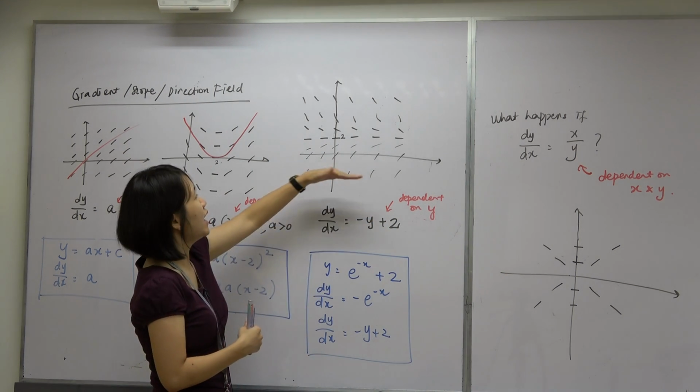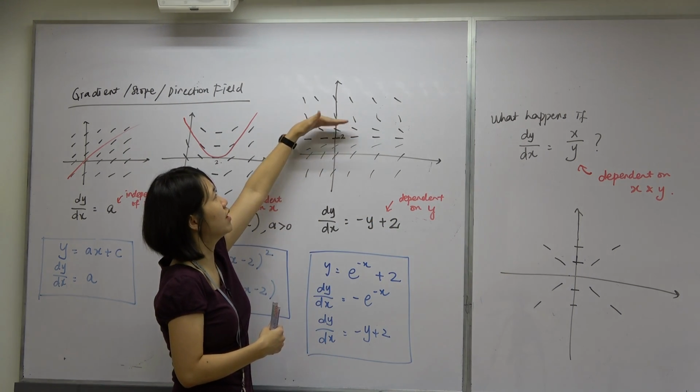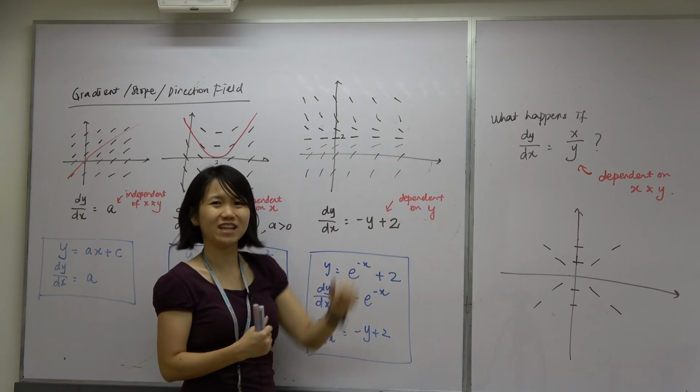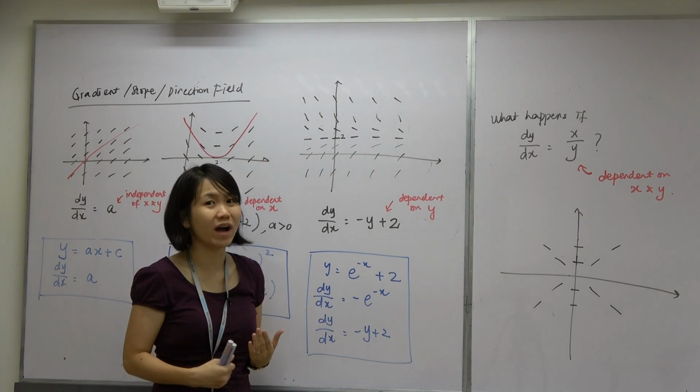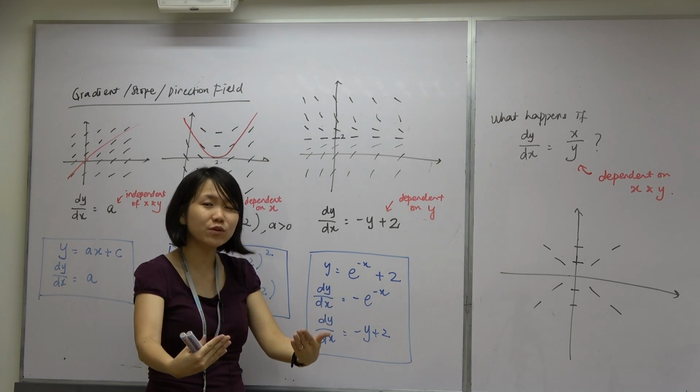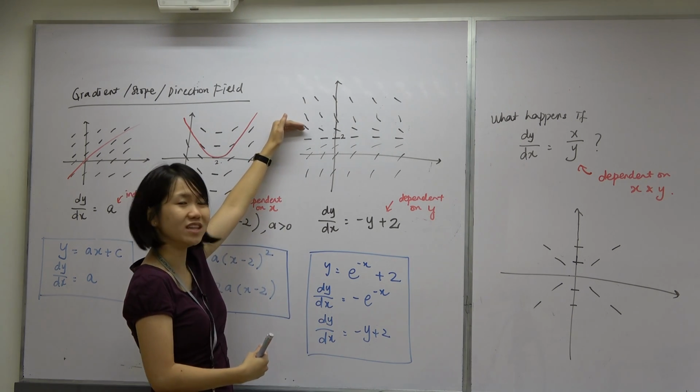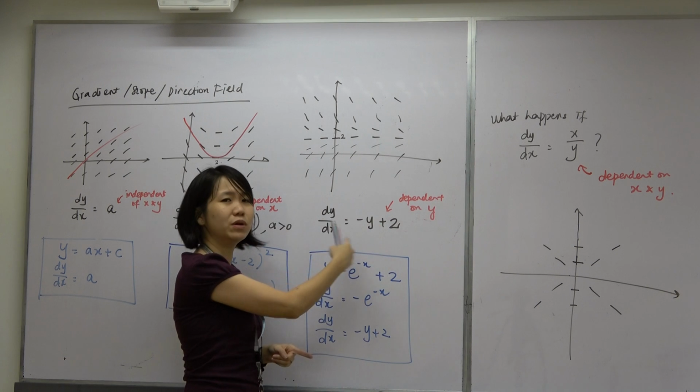So when you look at it, every row that I've got will carry the same gradient. So it means I am dependent on y, because every time I change my y value, that is when I'll have a change in gradient. Hence, you would expect to get a dy over dx like this.